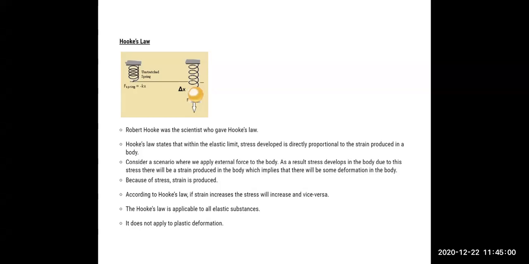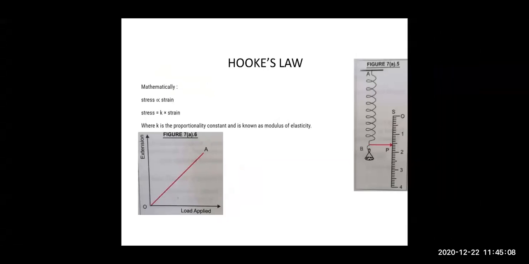So here the scientist Hooke gave us the relation between the stress and strain. For that he performed an experiment, as you can see on the screen. So here children, AB is a metallic spring which is supported on a rigid support, right? And at the bottom of the spring you can see a pan is attached, and on the pan we are going to put known weights, right?